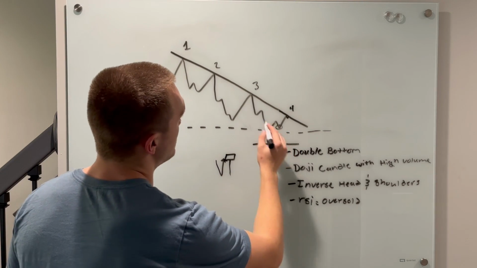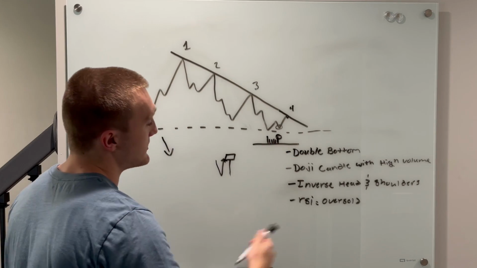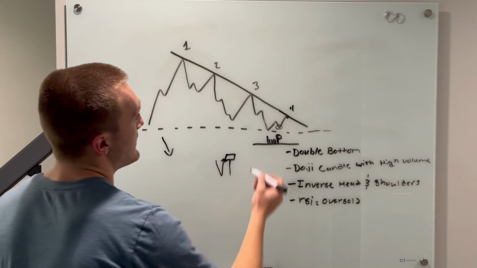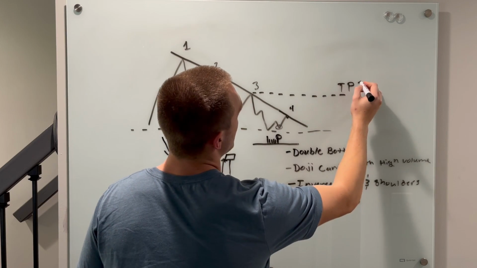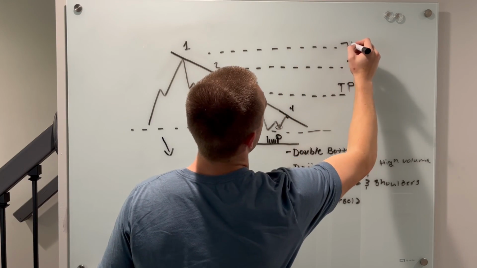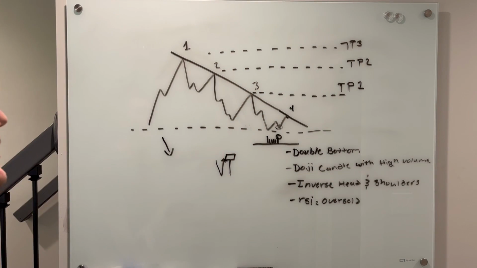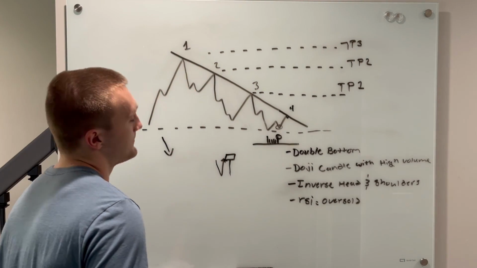We're on the fourth touch of the downtrend off a double bottom. There's multiple reasons to jump in this trade. And again, now let's go ahead and cover our execution. We have TP1, take profit 2, and take profit 3. Now all these levels are just the previous high, so it's pretty simple to understand.